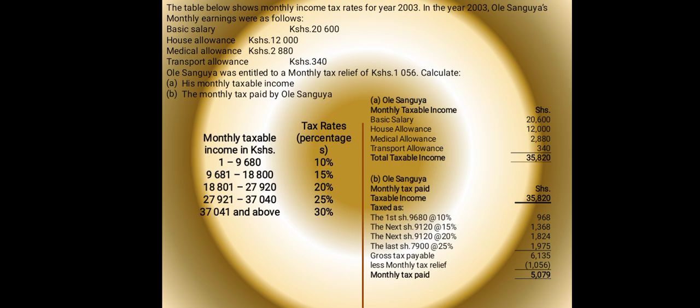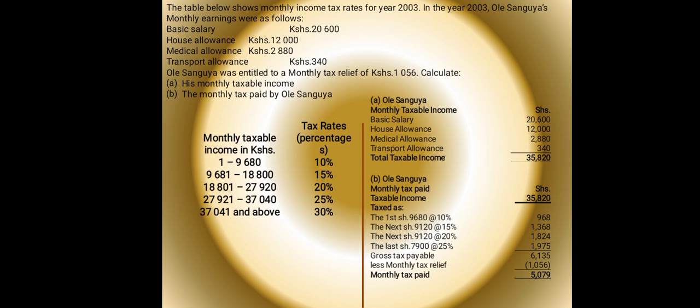Now the next table is the computation of Ole Sanguya's monthly taxable income. The monthly taxable income for Ole Sanguya is composed of basic salary of 20,600 shillings, house allowance of 12,000 shillings, medical allowance of 2,880 shillings, and transport allowance of 340 shillings, totaling to 35,820 shillings. Now, the last table shows Ole Sanguya's tax liability.